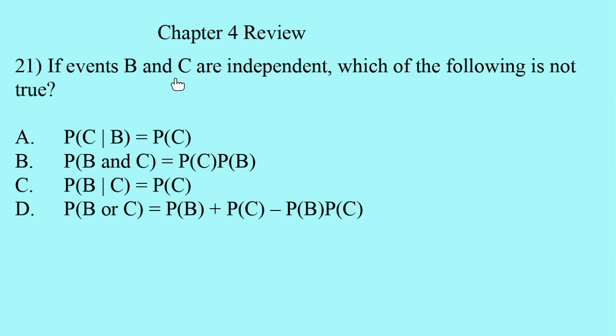If events B and C are independent, that's important, which of the following is not true? 1, the probability of C, given that B has happened, equals the probability of C. 2, the probability of B and C equals the probability of C times the probability of B. 3, the probability of B, given that C has happened, equals the probability of C. Or 4, the probability of B or C is equal to the probability of B plus the probability of C minus the probability of B times the probability of C. So, can you just indicate which one you think is not true?